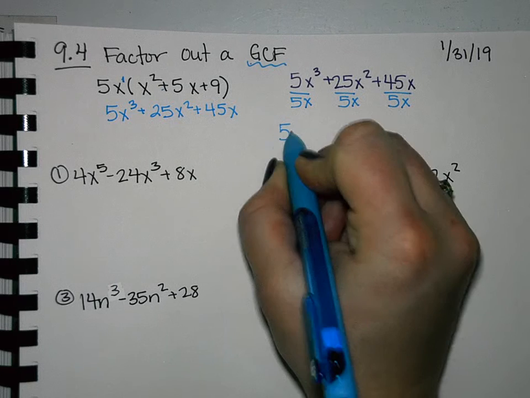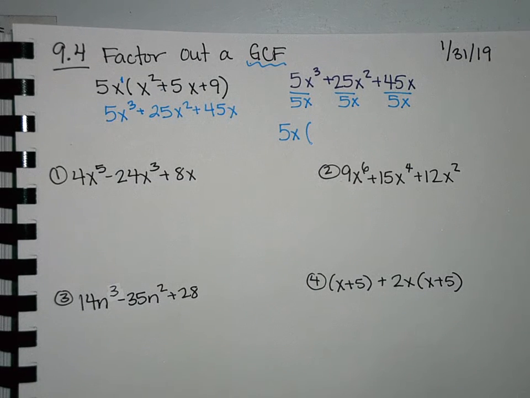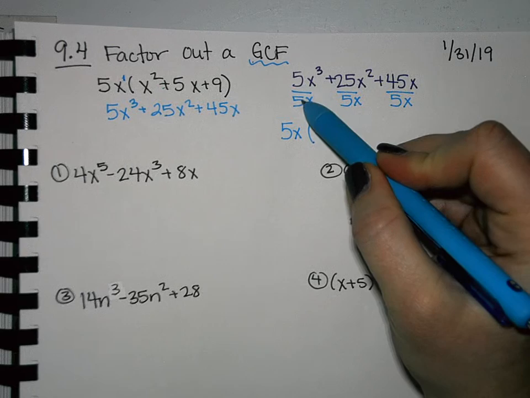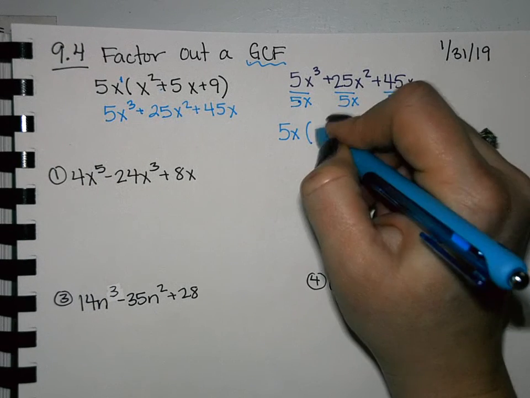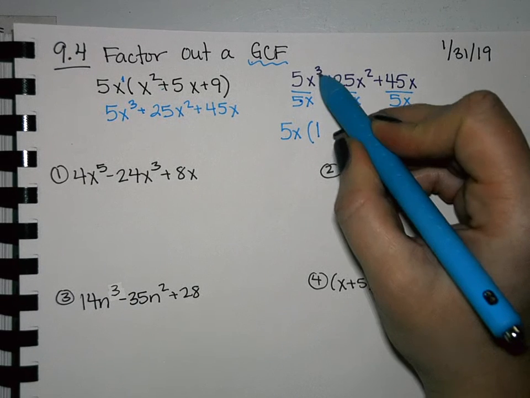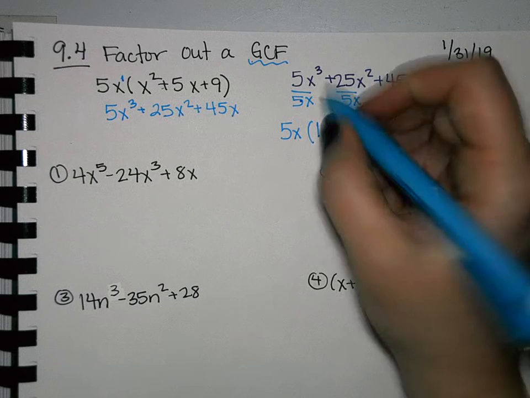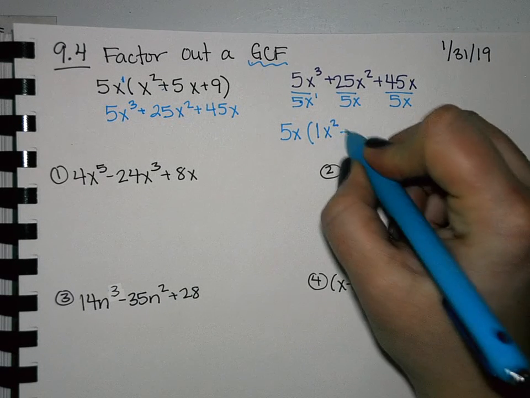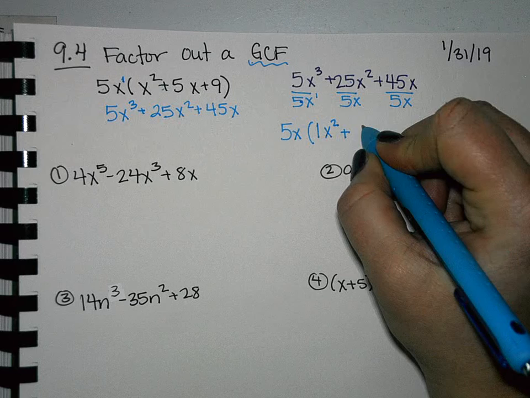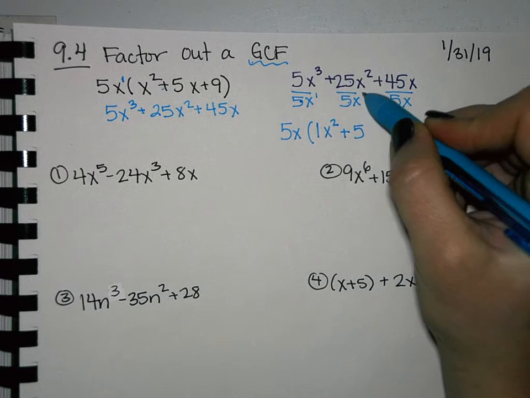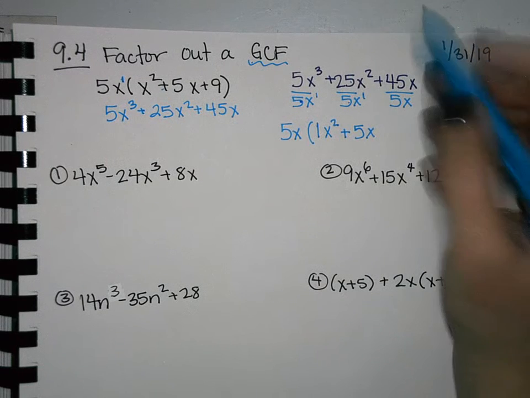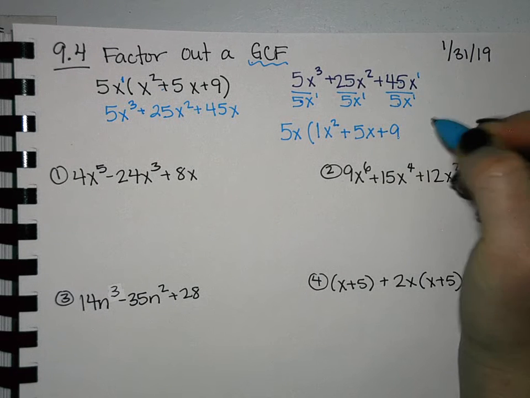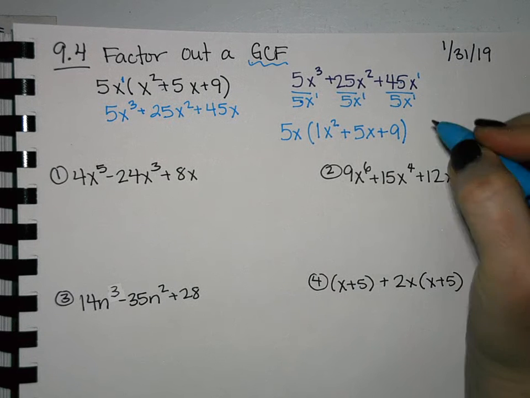We're going to put the 5x on the outside because that's our GCF. On the inside of our parentheses will go the result of our division. So when we divide 5 and 5, what do we get? 1. And then when we divide variables, what do we do to the exponents? Subtract them. So 3 minus 1, 2, so x squared. Plus. Now it's 25 divided by 5. 5. And then with our exponents, 2 minus 1, 1, so just x. Plus, what's 45 divided by 5? And then 1 minus 1 is 0, which means that all just becomes 1, so we don't have any variables left.